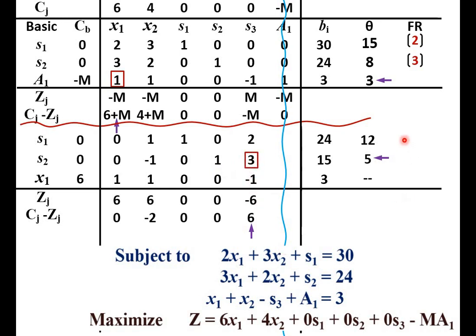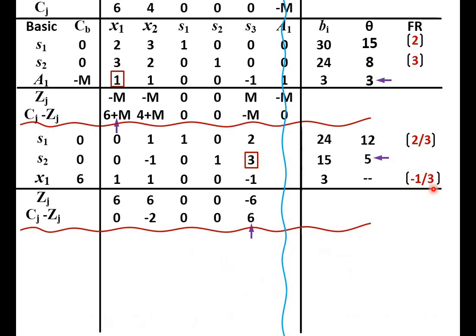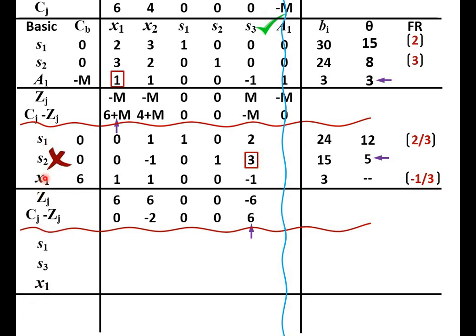Now find out the fraction ratio. So here you can say 2 by 3 for the first row. Next, minus 1 by 3 for the third row. So this is your iteration 2. Now the conclusion. Key column suggests the entering variable and key row suggests the leaving variable. So in my next iteration step, S1 and X1 as it is, but instead of S2, it should be S3.